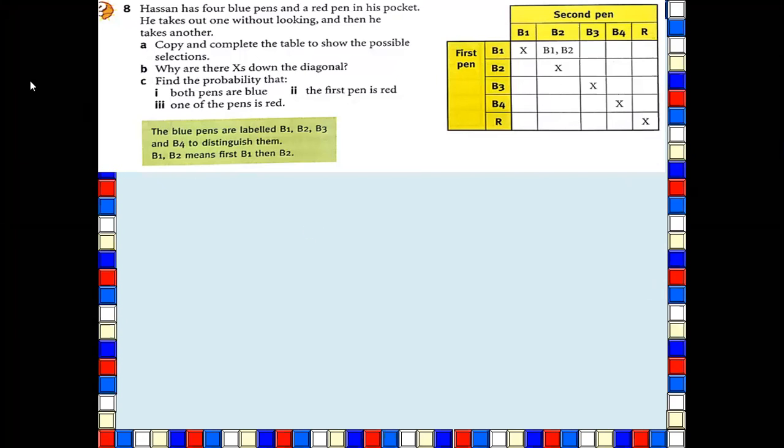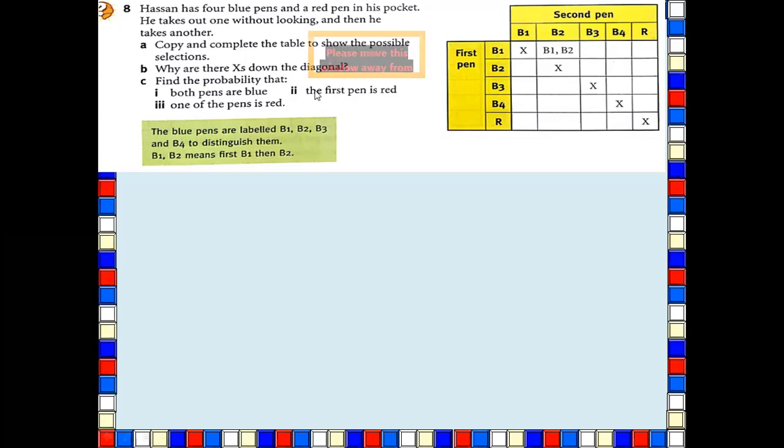It's about Hassan. He has four blue pens and one red pen. He takes out one without looking, and then he takes another. So he's taking from the pens one by one, not at the same time. Part A, copy and complete the table to show the possible selections, or the outcomes, that he might get. So yeah, I wanna hear from you how to fill the table with me.